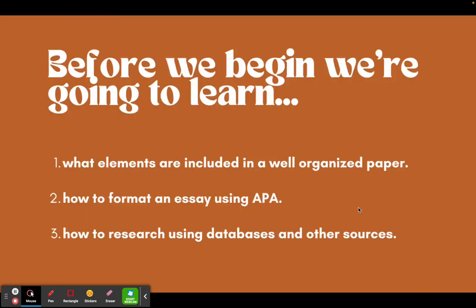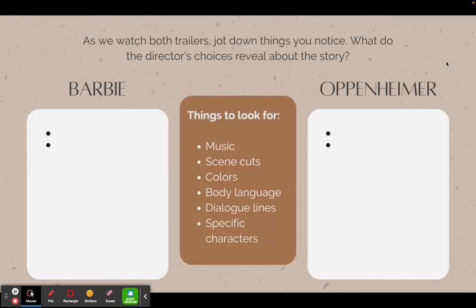And then, as I said, we're going to be doing some pre-work. So, this is our first installment of Writer's Workshop Notes. We are going to watch the Barbie trailer and the Oppenheimer trailer. And as you do so, you're going to take notes on these things that you see here in the middle: music, scene cuts, colors, body language, dialogue lines, specific characters, to try to compare and contrast.